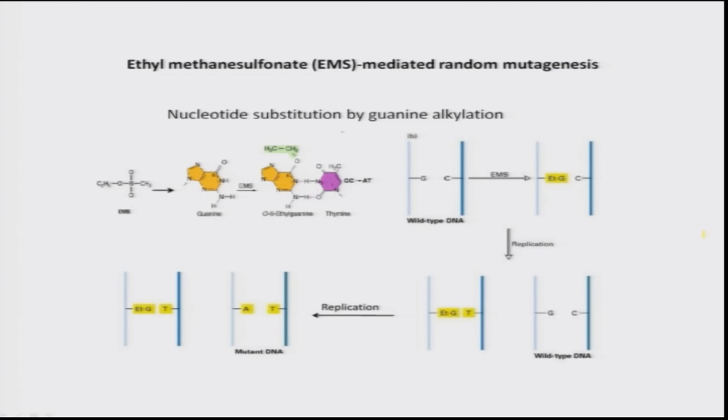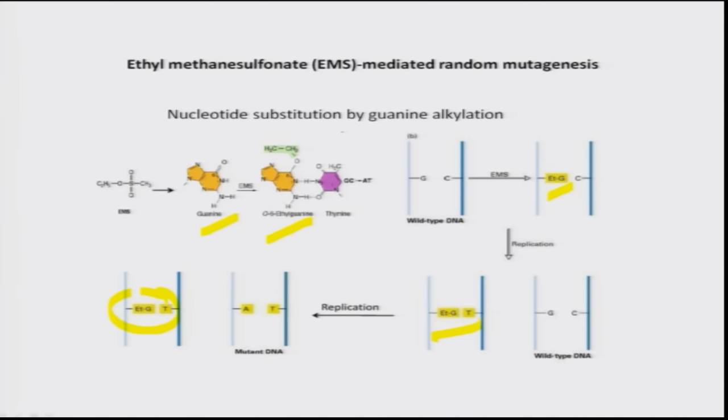If you expose the animal to this chemical, it is known to cause mutation, normally base changes. What happens is this chemical, especially with guanine, interacts with it and makes what is called O-ethyl guanine. As a result, this G no longer pairs with C, but it can pair with T. So if you have a cell in which such a modification took place and that cell is dividing, then what happens? Now this ethyl guanine mimics the base pairing as if it is A, and the new strand that is being made will have T in place of C.